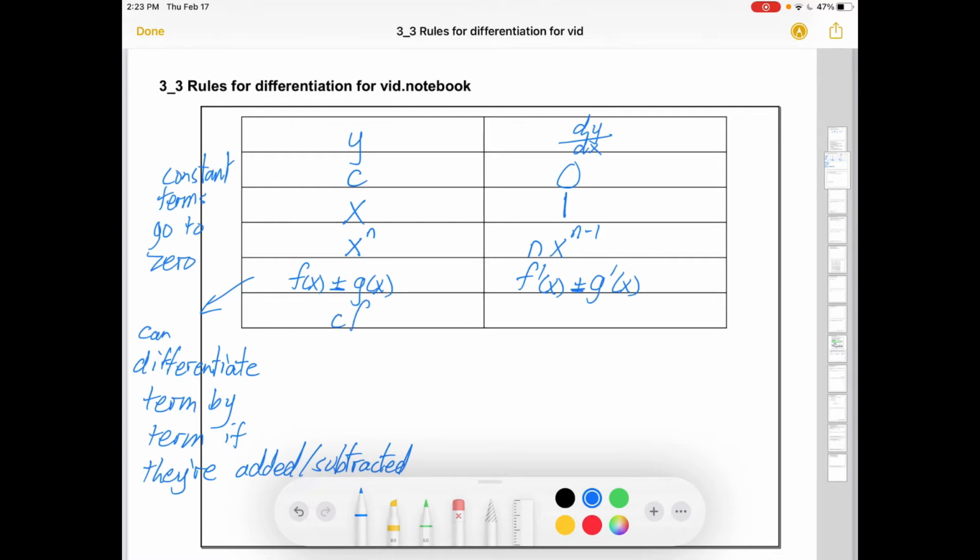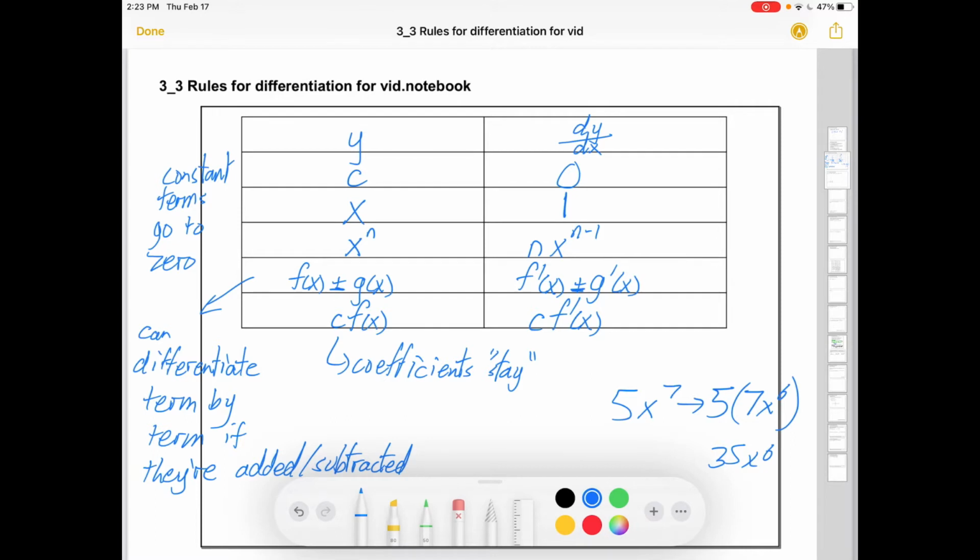The last one is this. If you have a function that has a constant out front, which we might call a coefficient, the derivative is still going to have that coefficient in it. So this essentially says that coefficients stay. In other words, if I had 5x to the 7, it would turn into 5, and then I do the derivative of x to the 7, which is 7x to the 6. And that gives me 35x to the 6. I'm not writing equals here. That arrow is saying I'm going to do the operation of differentiation.